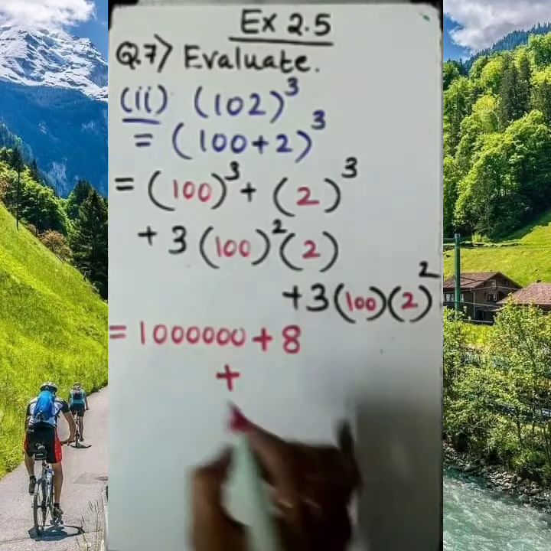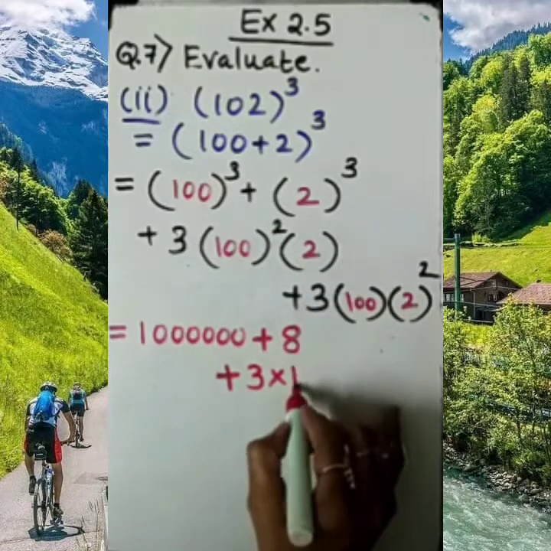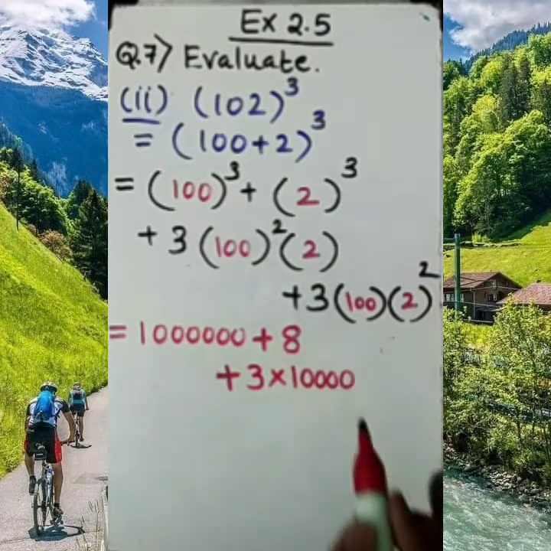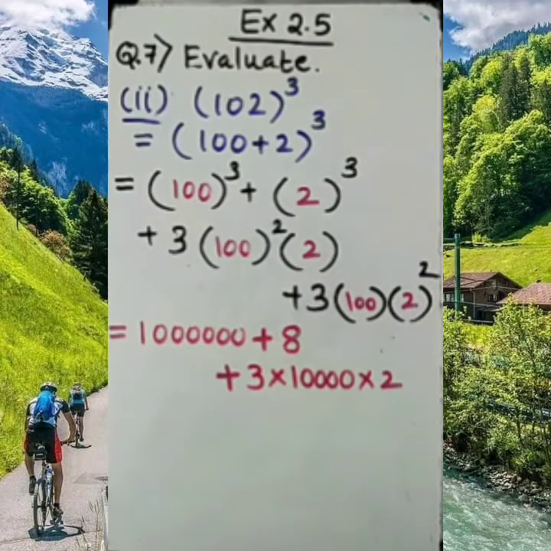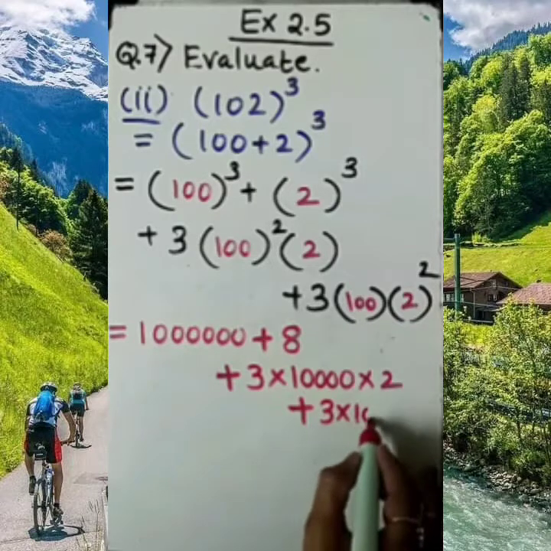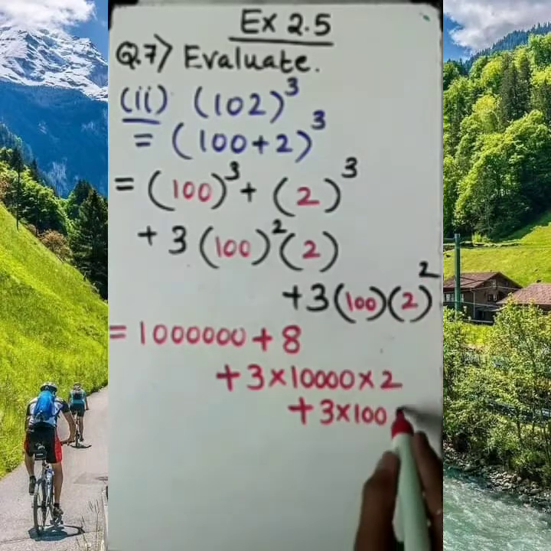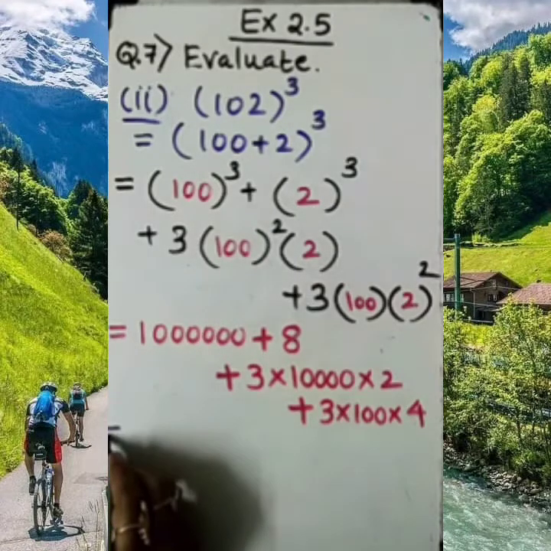Plus 3 is already with us. Now as you know, 100 square will be 10,000, and into 2 is already there. Fine. And plus 3 into 100 into 2 square. 2 square will be 2 into 2, that is 4. Clear? So next step, what will be next step?